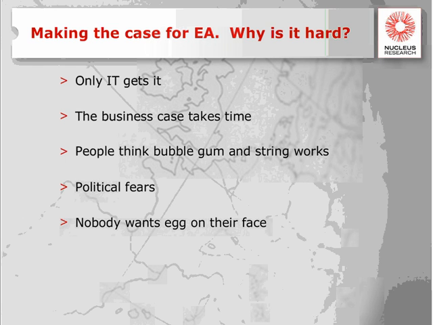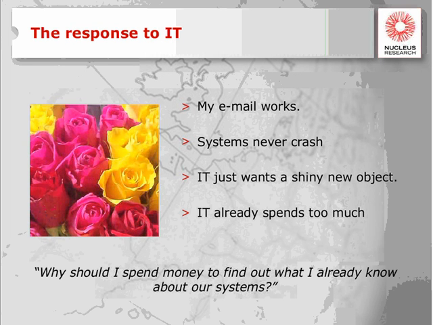Another issue is people have reluctance for political reasons. They may be reluctant to find out just how bad things are out there on the enterprise, or they may be reluctant to find out that a particular vendor that they've been backing for a number of years probably shouldn't be on the enterprise. So what is the response to IT when they do propose something? Well, their audience, the CFO's office or the investment committee, or maybe even the line of business, they think everything's coming up roses. They say, well, my email works, the systems never crash, and you folks in IT, you always want shiny new objects that are really expensive.